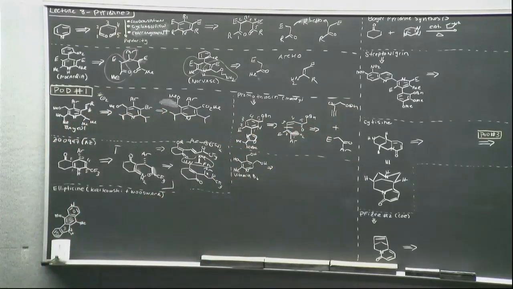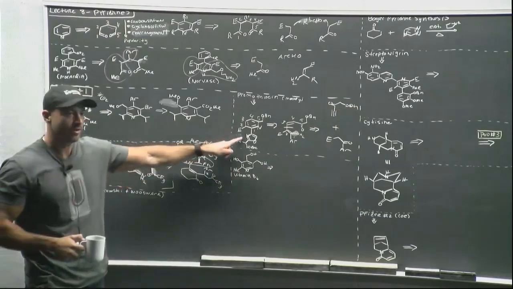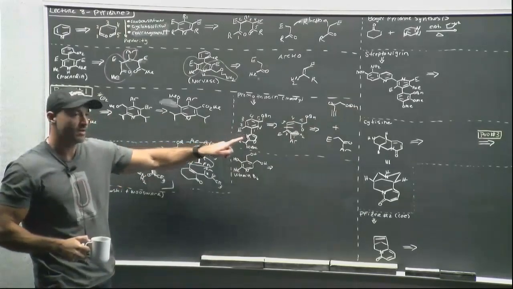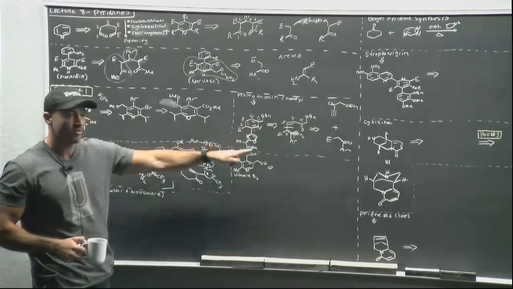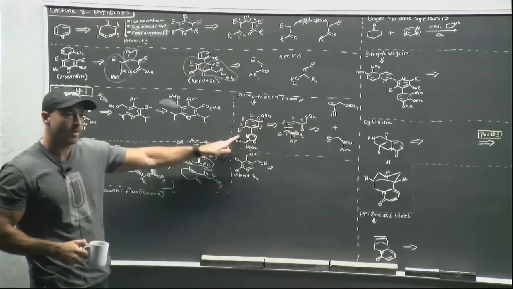Patrick, is that easier than a Suzuki? He's like, questionable. All right, well, I think if you needed this substitution pattern for a pyridine, Patrick, I could make 100 analogs faster than you if I use this strategy versus if I started thinking about Suzuki land.